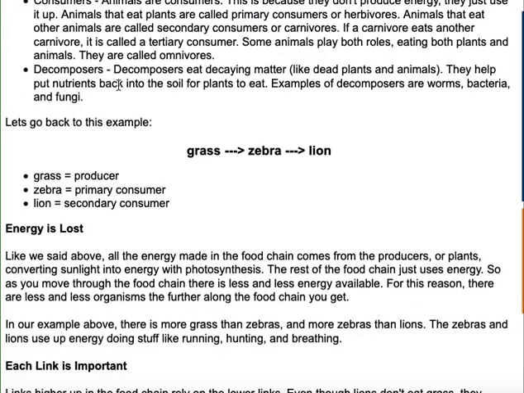Decomposers. Decomposers eat decaying matter, like dead plants and animals. They help put nutrients back into the soil for plants to eat. Examples of decomposers are worms, bacteria, and fungi.